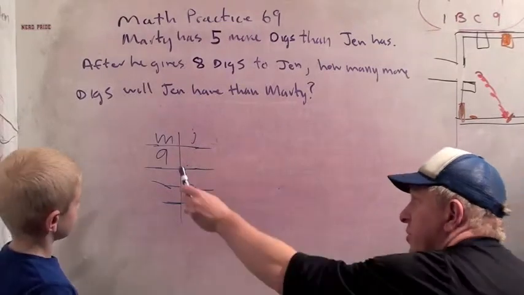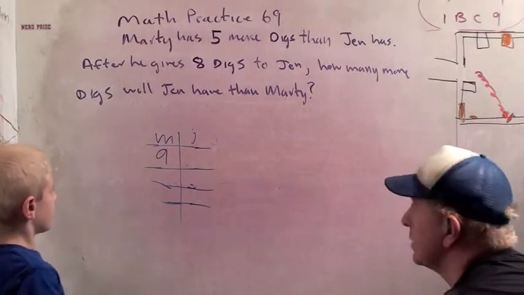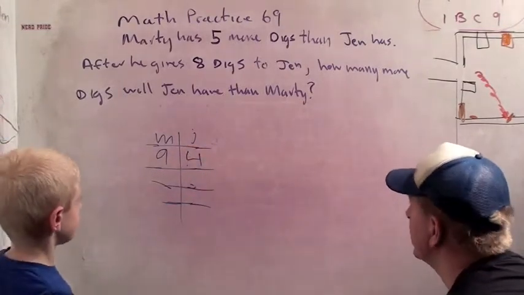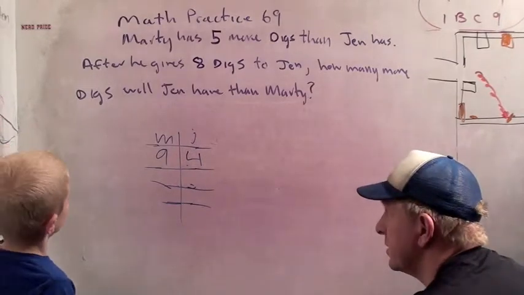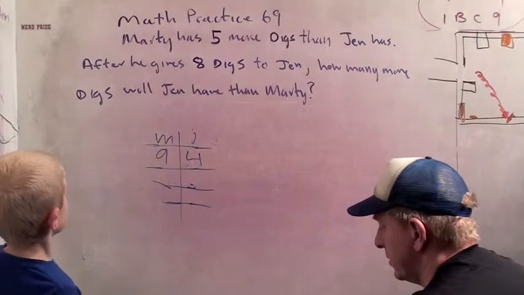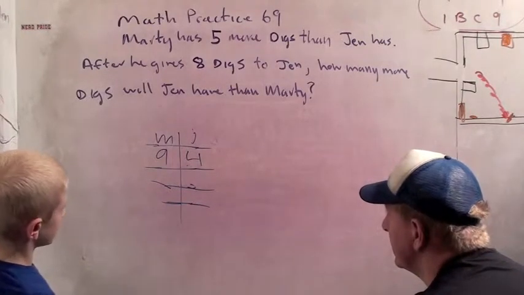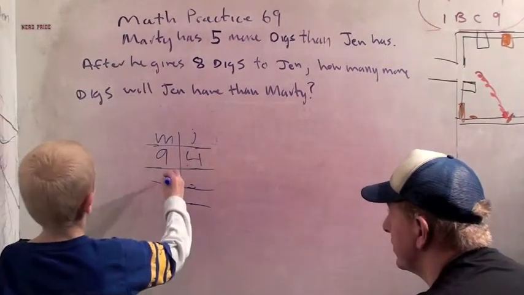Okay, so we're going to do an example where Marty starts with 9, right? So 9 minus 5 is 4, so Jen has 4. Okay, so if Marty has 9 at the beginning, then Jen has 4. But after he gives 8 digs to Jen, how many digs will Jen have versus Marty? So 9 minus 8 is 1.